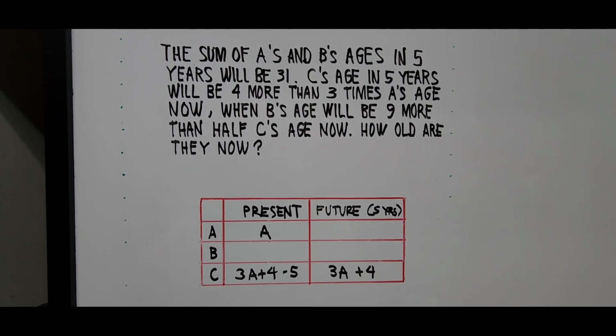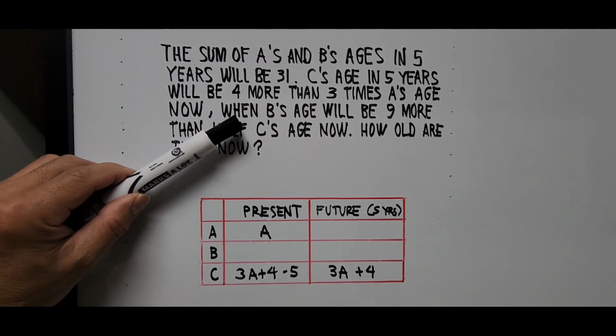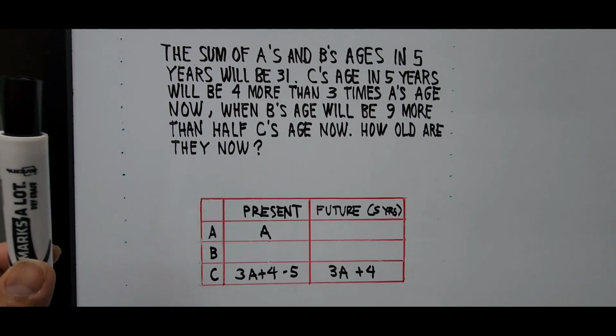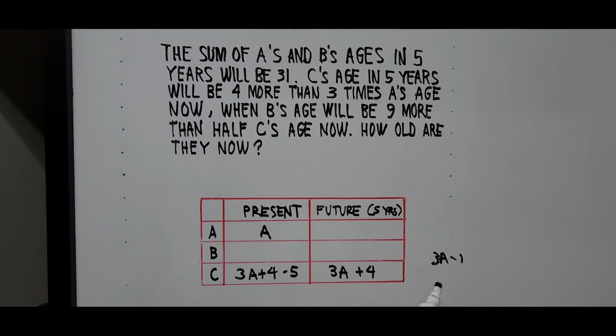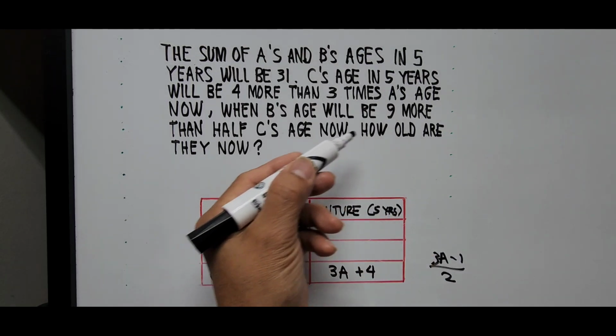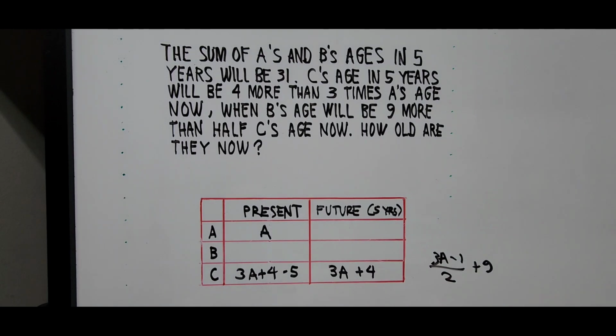Going back to our problem, the second part of the second sentence says B's age will be 9 more than half C's age now. So that is B's age compared to C's age now. It says 9 more than half C's age now. This is C's age now: 3A plus 4 minus 5, that is 3A minus 1. Half of that, and 9 more, so that's plus 9. So B's age in the future is (3A minus 1) divided by 2, plus 9.